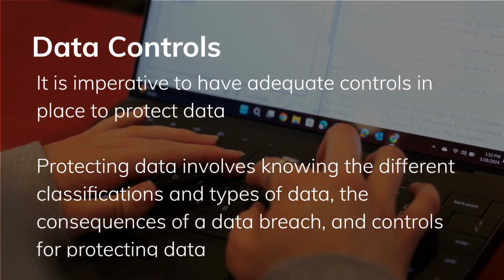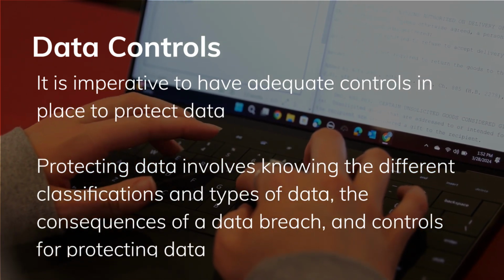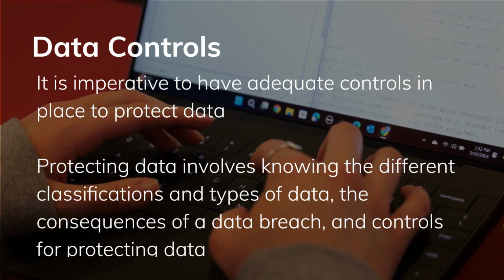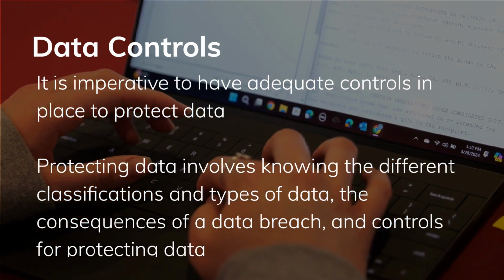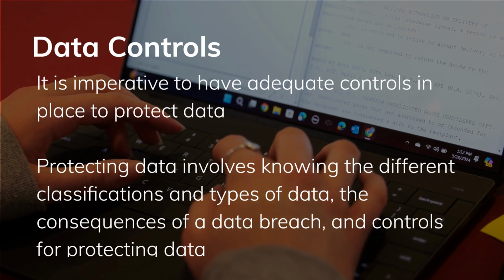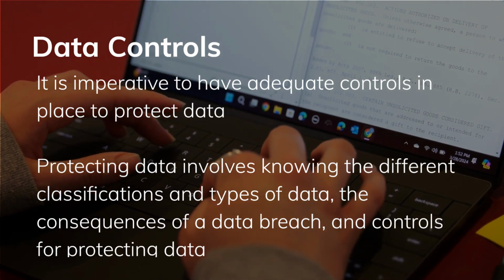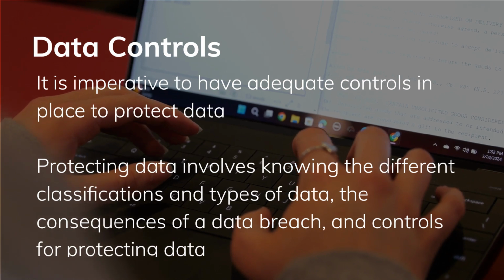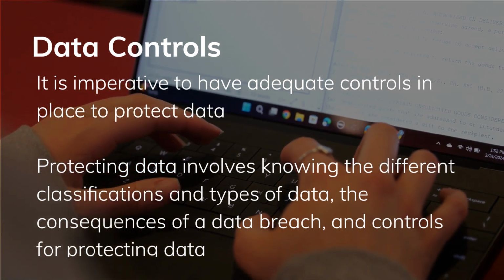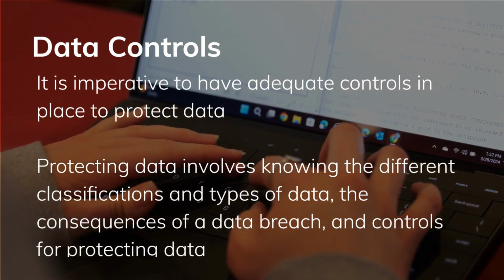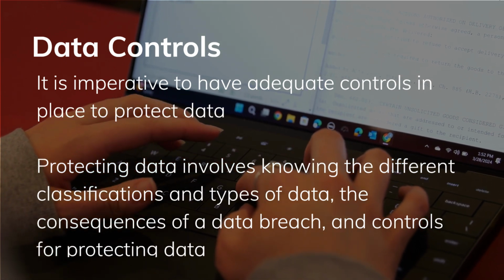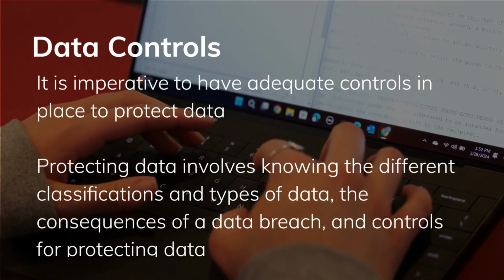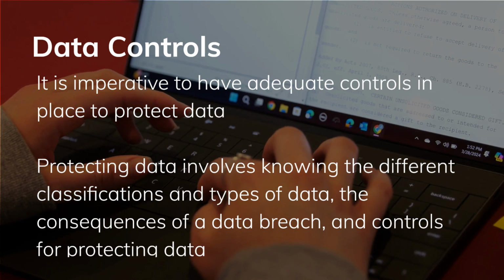Data can be categorized based on its sensitivity and value, such as public, internal, confidential, and highly confidential. Each classification requires different levels of protection based on the potential impact of a breach. Types of data include personally identifiable information, PII, financial data, intellectual property, and operational data, among others.